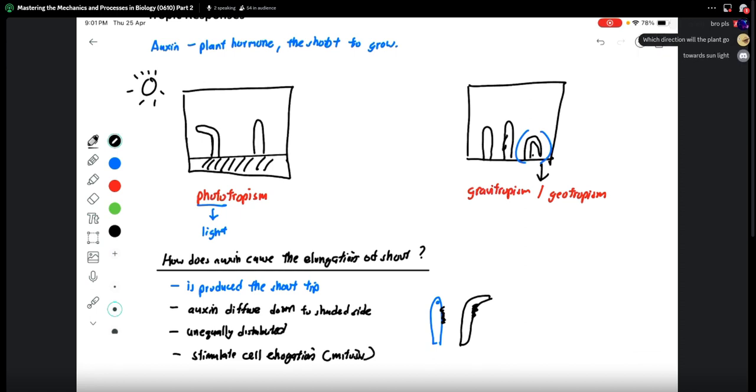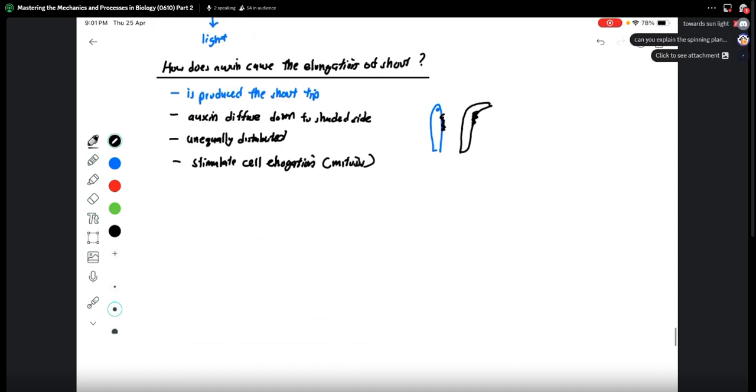So which direction will the plant go if there's sun or if there's spinning? Thank you. What happens is that they won't be going in any direction because it's constantly spinning. It means the shoot doesn't know which direction to go.